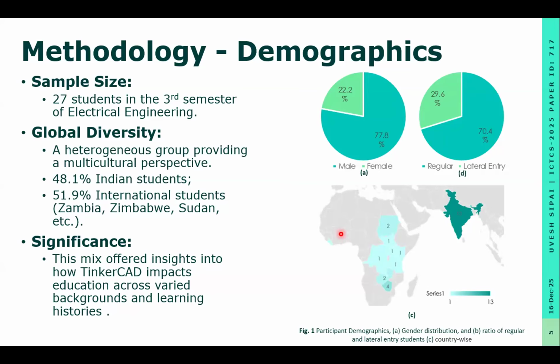If we look at global diversity, country-wise, we have a mixture of students here. Majority of the students, 48%, are from India, and 51.9% international students are incorporated in this study. These students are from countries like Zambia, Zimbabwe, Sudan, and South Sudan. This diversity offers insight into how Tinkercad impacts education across varied backgrounds and various learning histories.